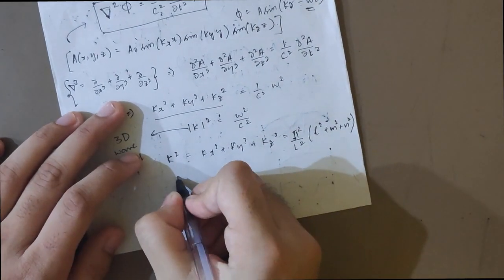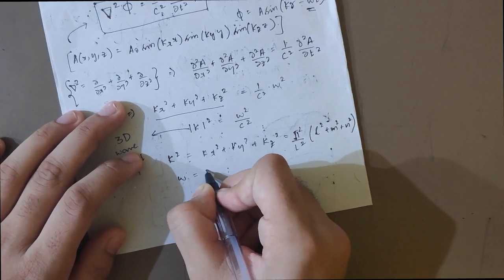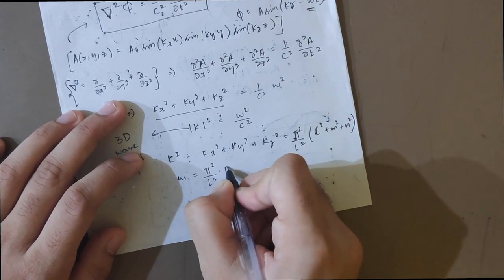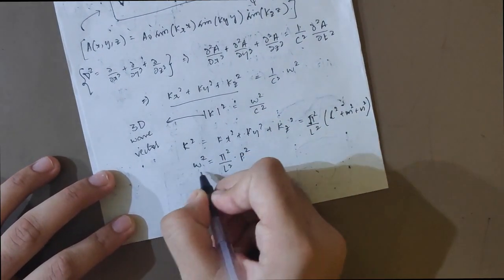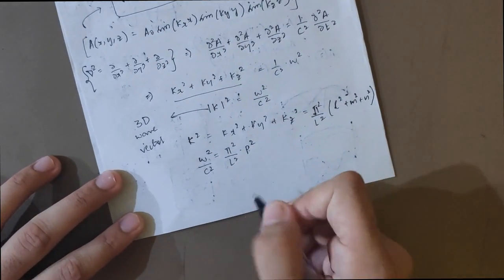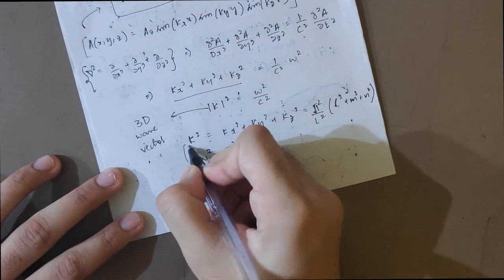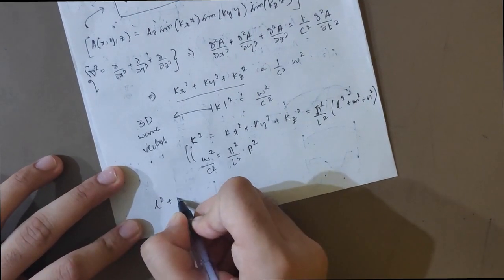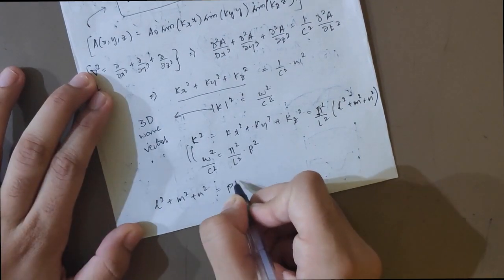And omega can be written as pi squared by L squared into P squared. Simple. Omega squared by C squared. So equating both of these gives me the wonderful relation: L squared plus M squared plus N squared is equal to P squared.